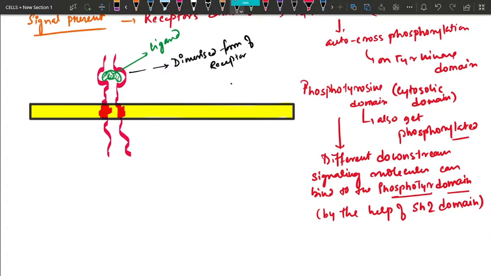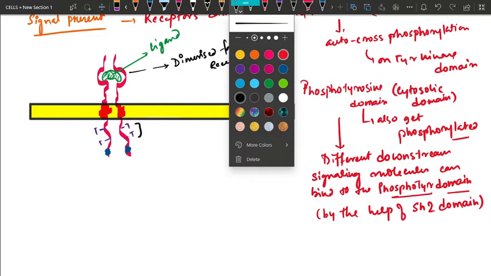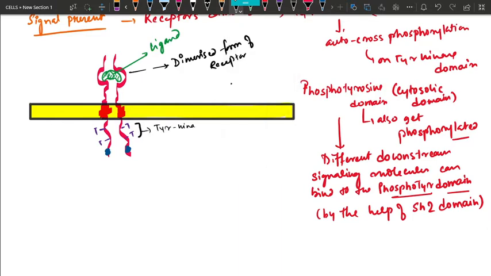Now here there is a tyrosine kinase domain. I will write Y over there. So there is a tyrosine kinase domain. This is the tyrosine, this is the tyrosine, these are the tyrosine. And down from the tyrosine kinase domain, there is another domain over here. This is the phosphotyrosine domain. So this is the tyrosine kinase domain, and this is the phosphotyrosine domain. So these are the C terminal, these are the N terminals. It's the cytoplasm over here.